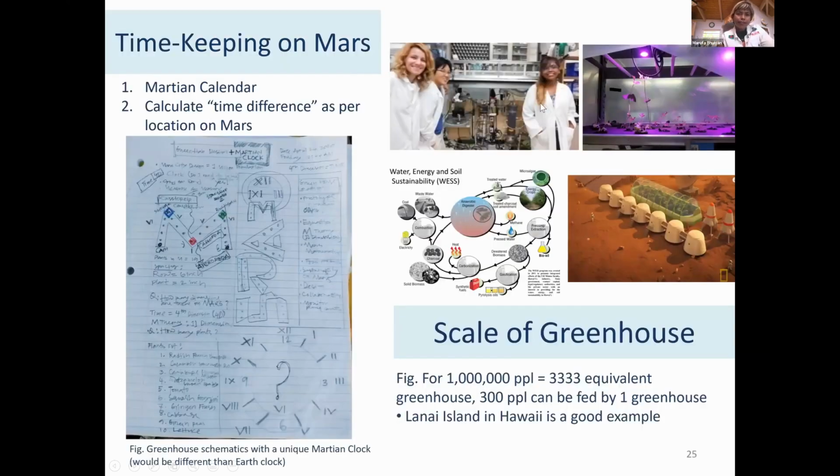And the second, this is just an additional side project probably. Oh, timekeeping. This is very interesting to me because I want to create a calendar for Mars. And I'm still thinking, will there be a time difference on Mars like you have on Earth? There should be a time difference, but how much and where? And then we find out that for 1 million people, we need 3,333 equivalent greenhouses.